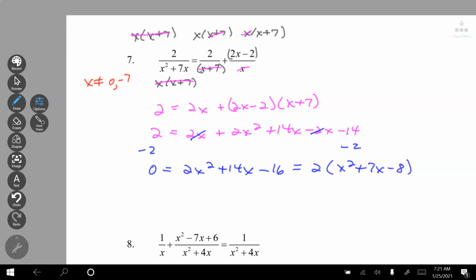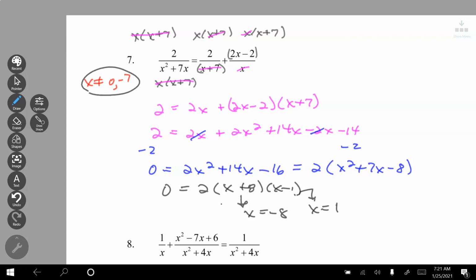Now I can factor this. I get 0 equals 2 times x plus 8 times x minus 1. It was a pretty easy one to factor. I get two solutions of x equals negative 8 and x equals positive 1. And neither one is a conflict from what I had set up in the beginning of the problem. So there are two solutions to this one.